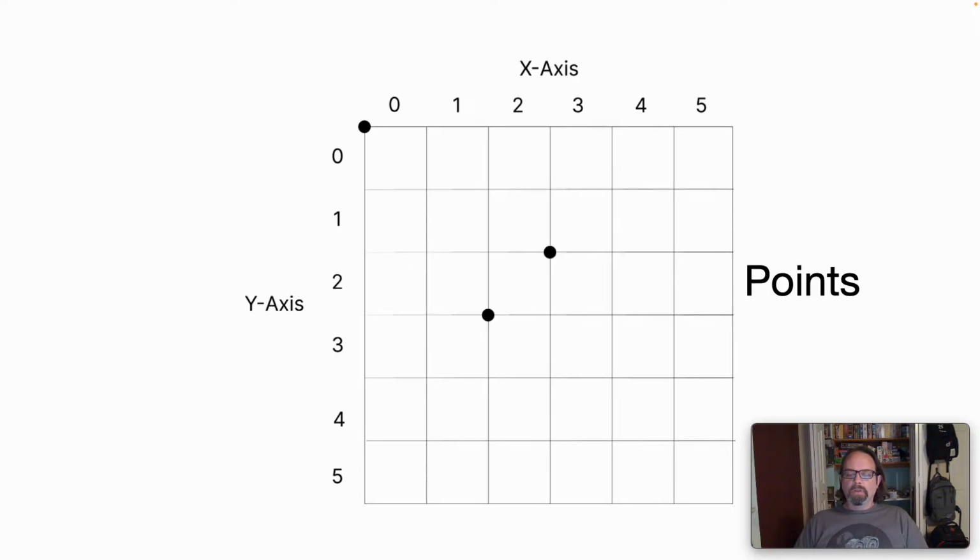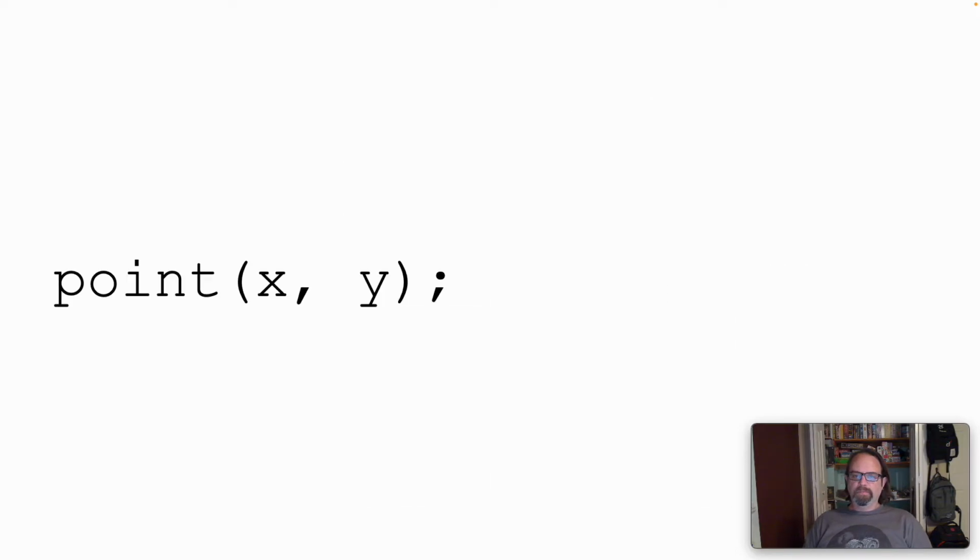Also, normally when we think of points on the grid, they're at the intersections. So the one at the top left would be 0, 0, and then we have another one moving over. But when we're actually drawing, we use pixels, and so we fill in whole points of light. So 0, 0 would be the one at the top left, and then we have 3, 2, and then 2, 3.